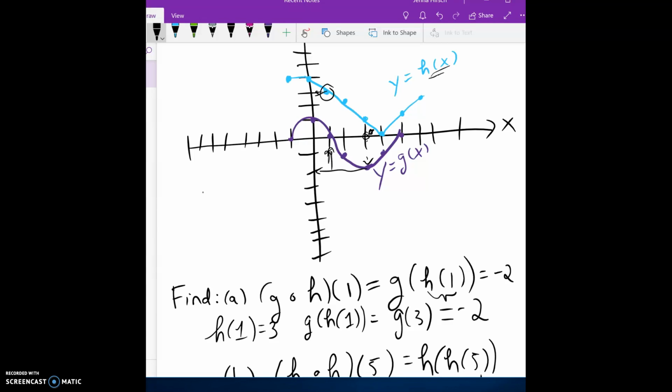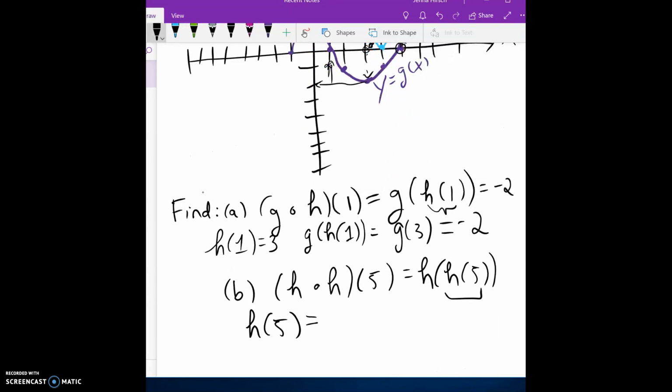That's our h function. So if we go to 5 on our x-axis, 1, 2, 3, 4, 5, we're right here. And at the blue function, we're hitting right here at this point. And it looks like the y value that maps us to is 1. So h of 5 is equal to 1. So h composed with h of 5 is the same thing as saying h of h of 5, and we know that h of 5 is 1. Substituting in, we get h of 1.